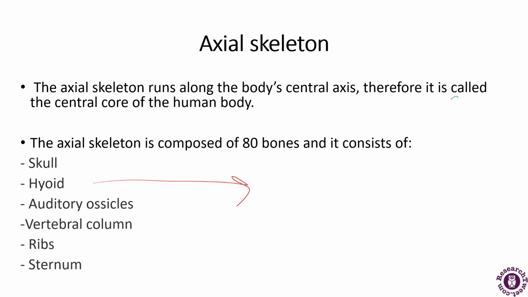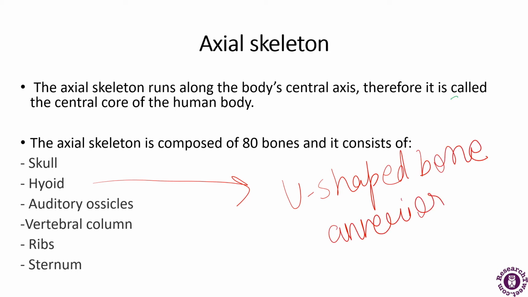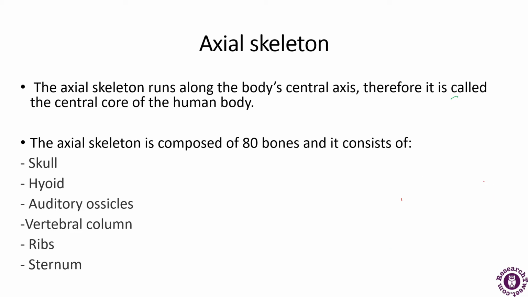Next I will talk about the hyoid. So what is it? It is a U-shaped bone which is located at the anterior neck. It is an intermediary between the skull and the postcranial skeleton. It has no articulation with the other bones. So this was about the hyoid.